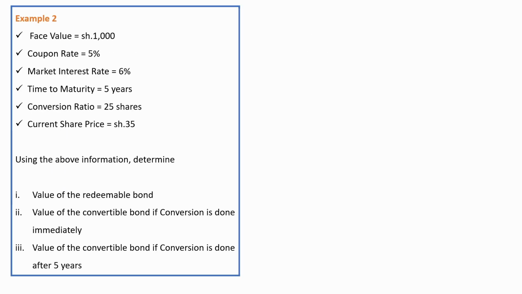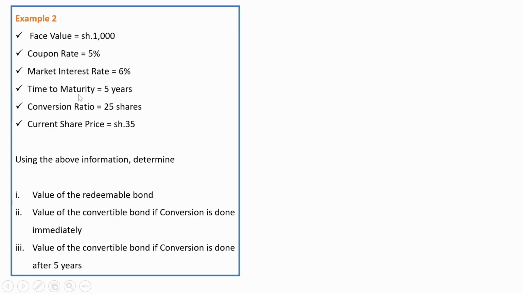So we have an example here. In this example, you are given the face value of a convertible debenture is 1,000. The coupon rate is 5%. The market interest rate is 6%. So this is something you are supposed to understand. When it comes to discounting, you may not be given directly the discounting rate. If you are not given directly the discounting rate, we normally use the market interest rate as the discounting rate. And then the coupon rate is the one we use to find interest that the investors will be paid.